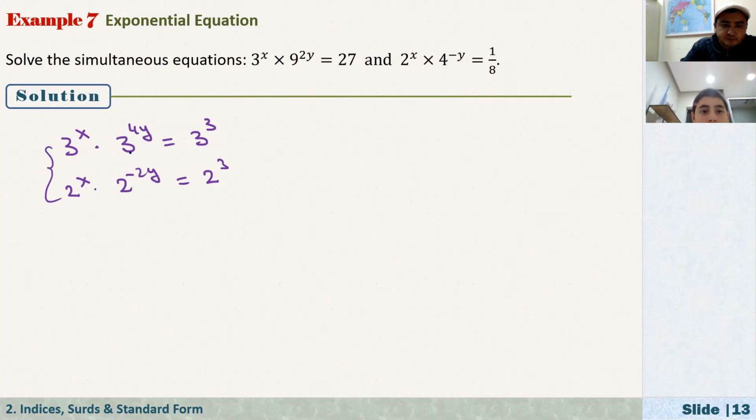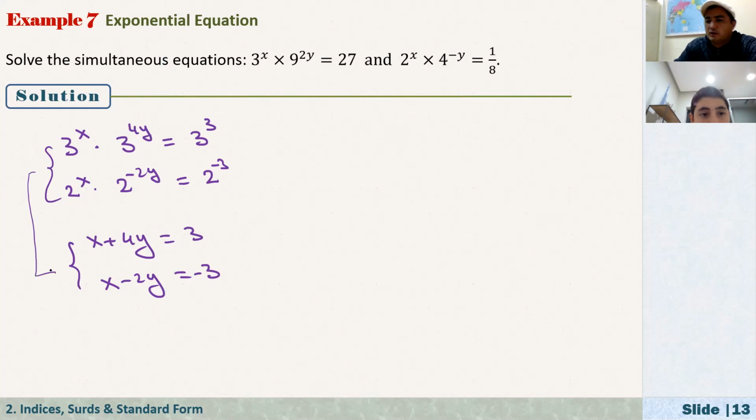So we have simultaneous equations here. In the first one, the bases are the same, so we have x plus 4y is equal to 3. The second one, x minus 2y is equal to negative 3, right? Negative 3. Yes. Actually these two equations, we call them equivalent equations. Equivalent equations means they have the same solutions. And they are just simultaneous linear equations.